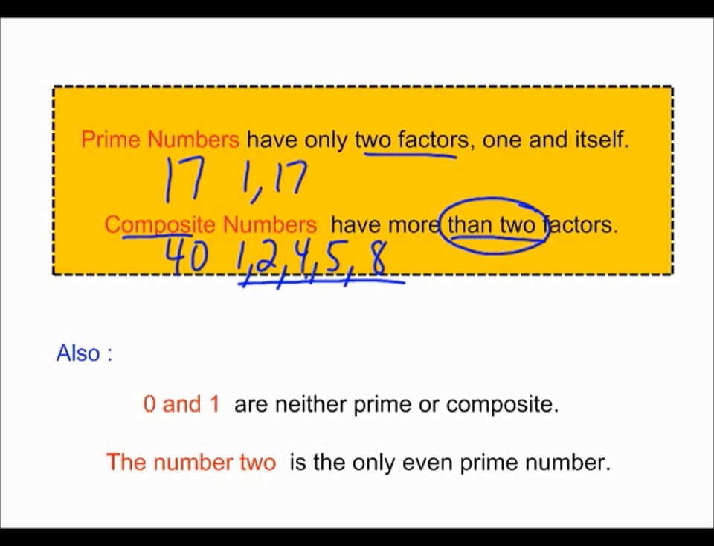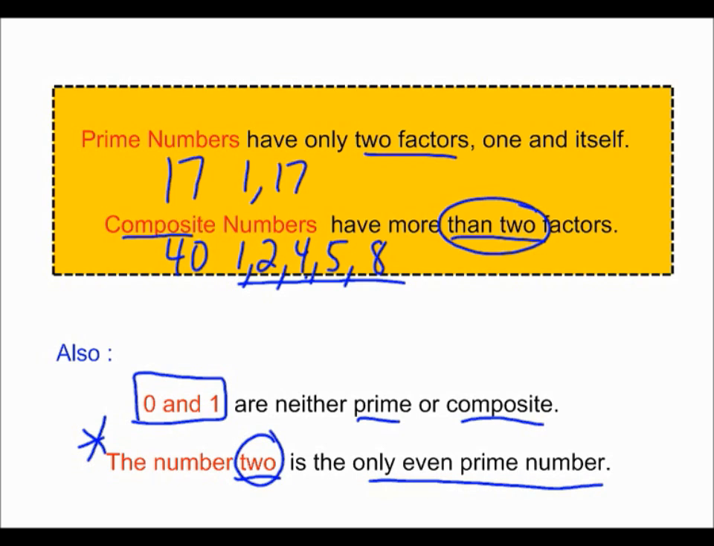Now, a couple of things just to remember. 0 and 1 are not prime numbers or composite. They're neither. And the number 2 is a special number because it is the only even prime number. There are no other even numbers that are prime except for 2.